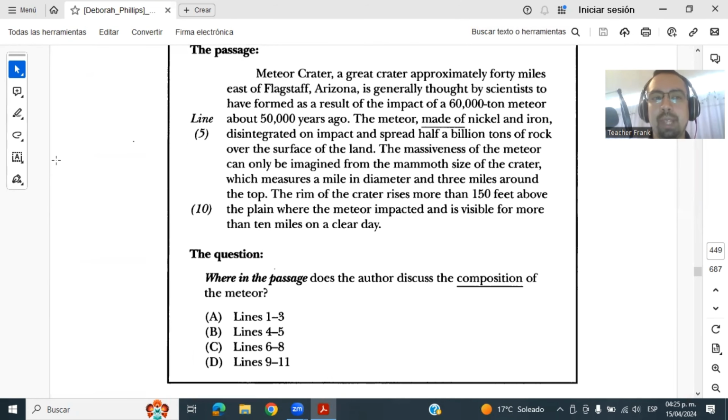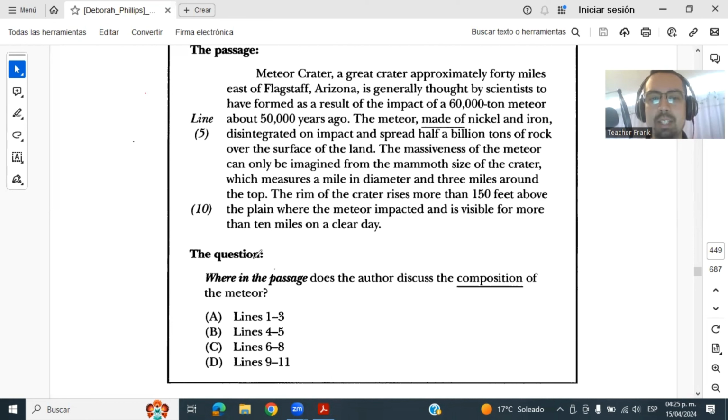This one says: Meteor Crater, a great crater approximately 40 miles east of Flagstaff, Arizona, is generally thought by scientists to have formed as a result of the impact of a 60,000 ton meteor about 50,000 years ago. The meteor, made of nickel and iron, disintegrated on impact and spread 500 million tons of rock over the surface of the land. The massiveness of the meteor can only be imagined from the mammoth size of the crater, which measures a mile in diameter and 3 miles around the top. The rim of the crater rises more than 150 feet above the plain where the meteor impacted and is visible for more than 10 miles on a clear day.